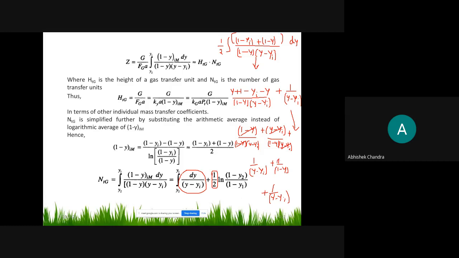When you are integrating this term, look, this term is dy upon 1 minus y, so this is a log, so ln(1 minus y) will come, and then you put in the integration limits, so you will get this. So this is the solution: you can write NTG this way after putting the arithmetic mean in place of the logarithmic mean.